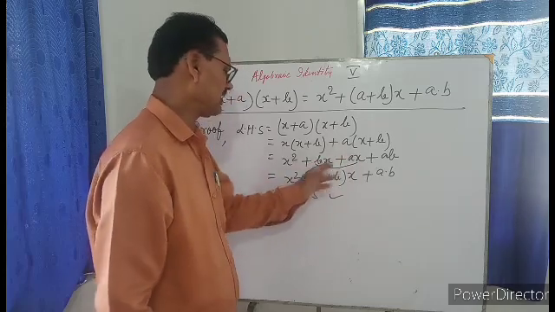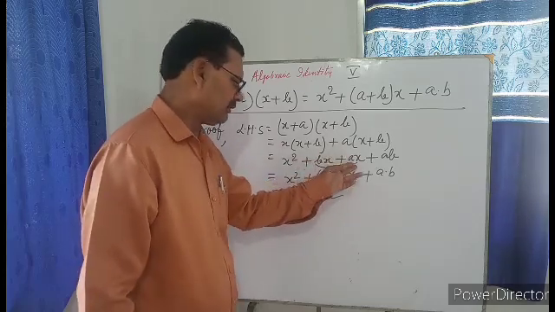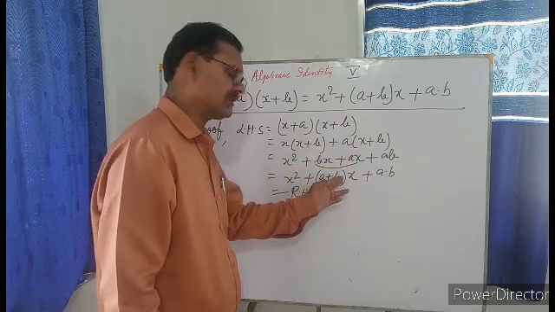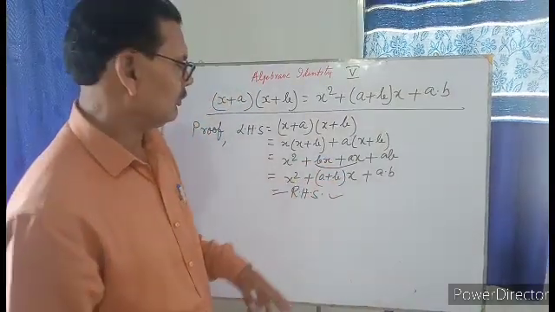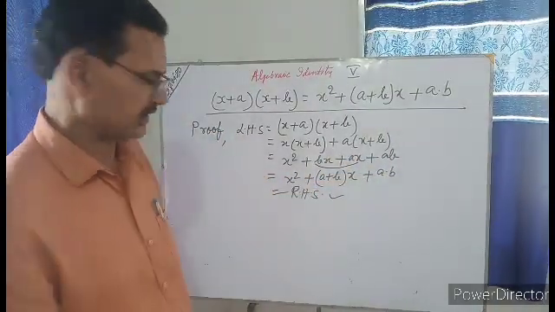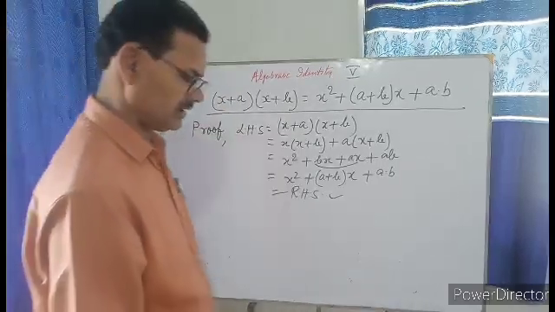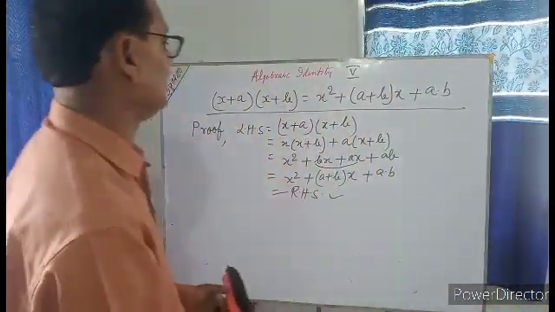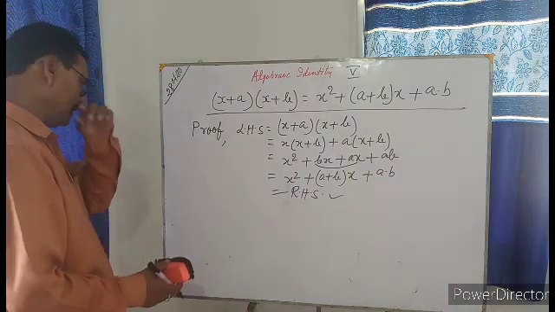B plus A or A plus B is the same thing. Here if you take x common, you will have B plus A. That doesn't matter whether it is A plus B or it is B plus A. Both are the same thing. And so it is equal to RHS. Okay, this is a very important theorem. This is a very important identity, and you must learn and understand it very carefully.